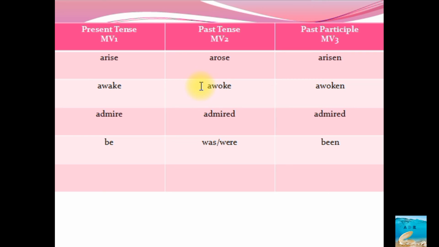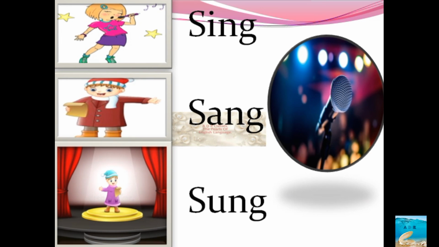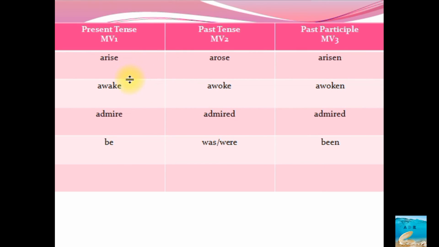I hope these things are quite clear. MV4 is always used for continuous forms: present continuous, past continuous, future continuous, and present perfect continuous, past perfect continuous, and future perfect continuous. Wherever the word continuous comes, it is the ing form. But remember, you are always supposed to use the ing form for MV1, not for MV2 and MV3. So you have to pay attention to that.